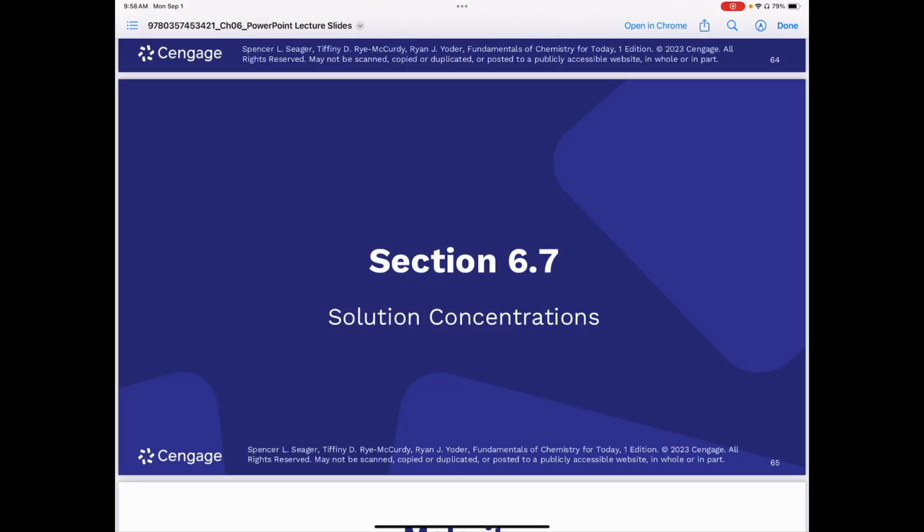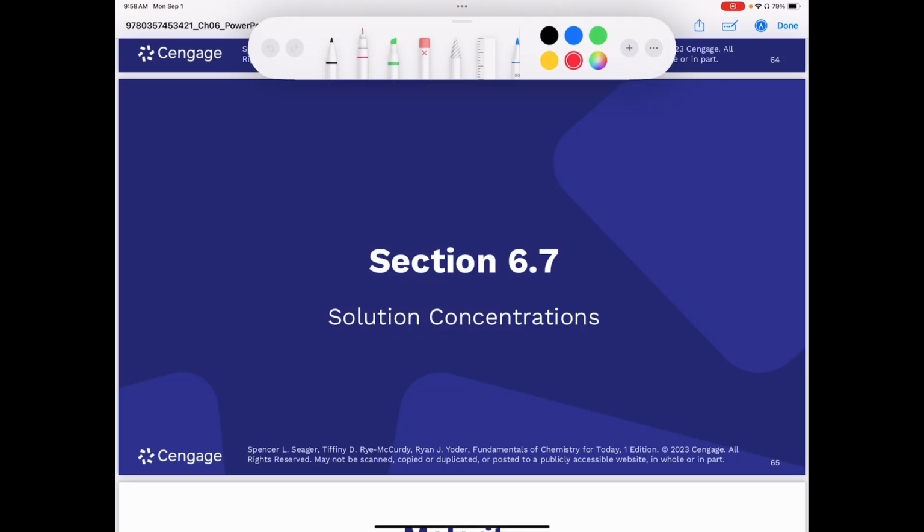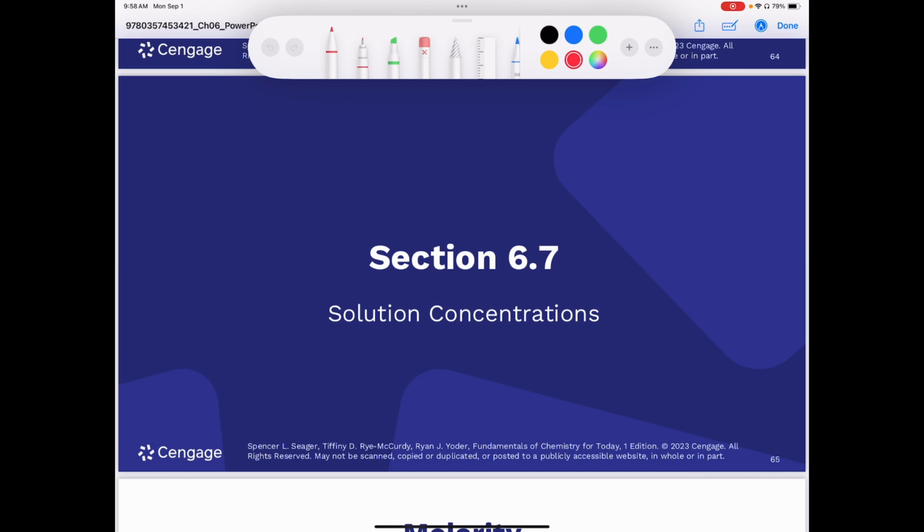All right, let's talk about solution concentrations. In this section, we're going to look at things like molarity, which is the number of moles per liter. We're also going to look at percent mass over mass and percent mass over volume. And we'll even look at percent volume over volume.